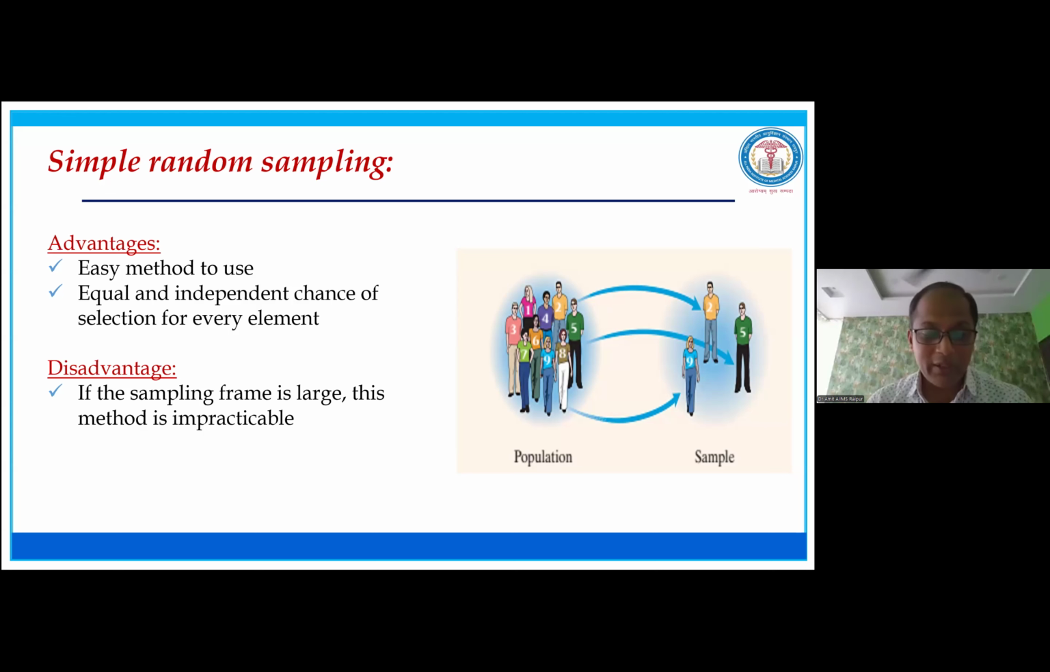But there is a disadvantage. If the sampling frame is very large, this method is not possible, because we will get haphazard numbers and we have to approach that particular individual in the population to get selected in our sample. So in large populations, sometimes simple random sampling is not applicable or not possible, though it is the best method of probability sampling.